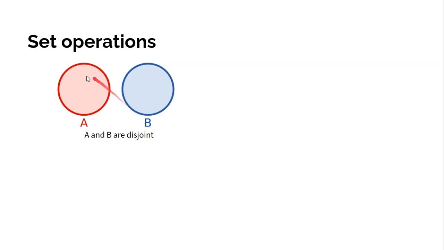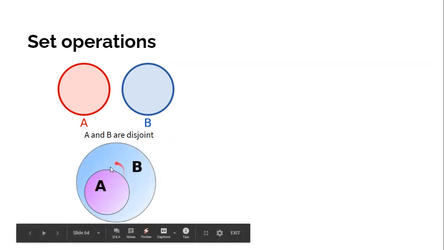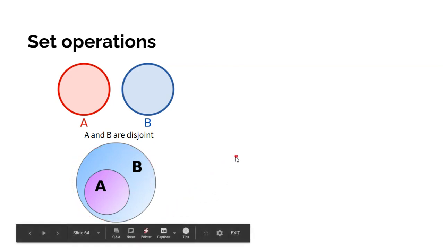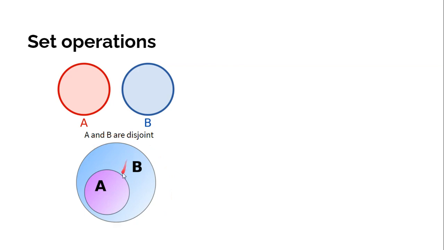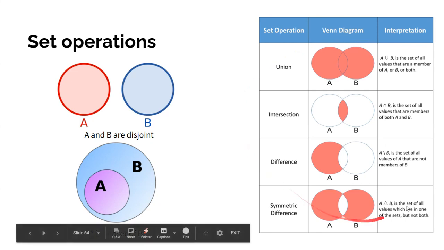What we will say? If no items are common in set A and set B, then we will say that A and B are disjoint. Next is, if every item of A is present in B, then we will say that B is the superset of set A. What we will say here? B is the superset of set A.